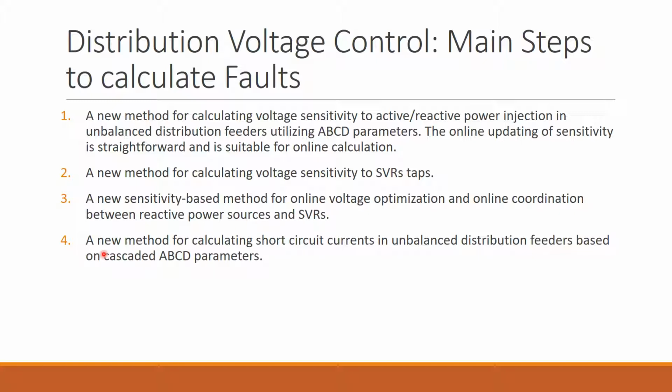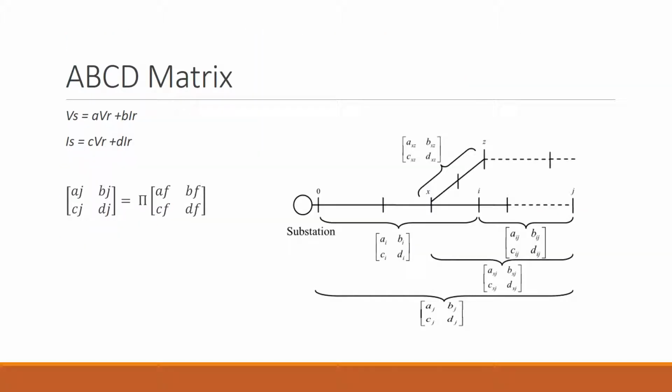And it's going to involve a new method for calculating short circuit currents in unbalanced distribution feeders based on cascaded ABCD parameters. And this here, number 4, is what we're actually going to try to focus on. So ABCD matrices, some of us potentially might have seen this in our undergrads, maybe at some master level degree classes related to power engineering.